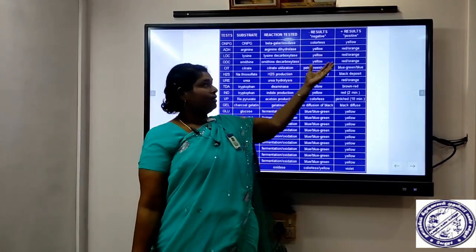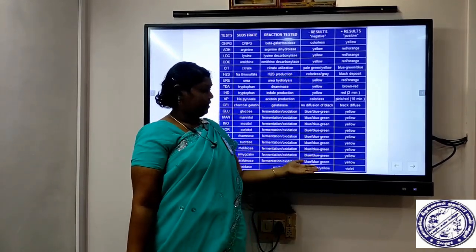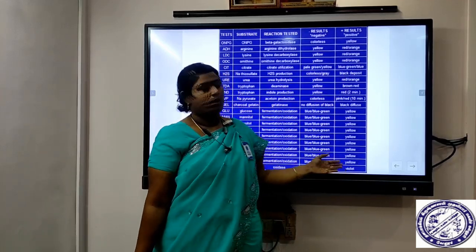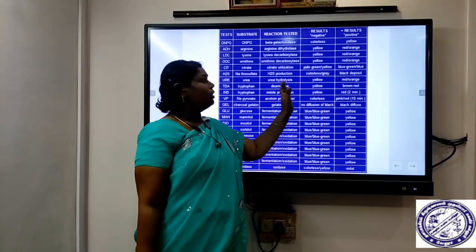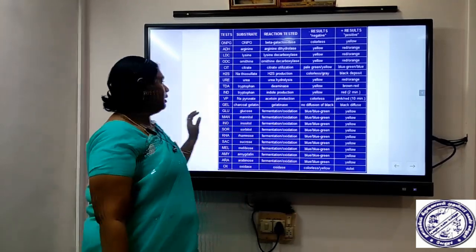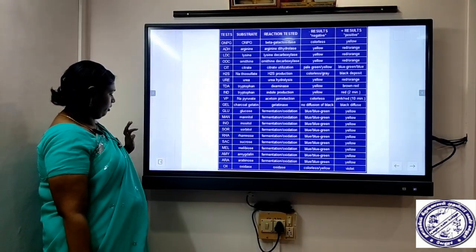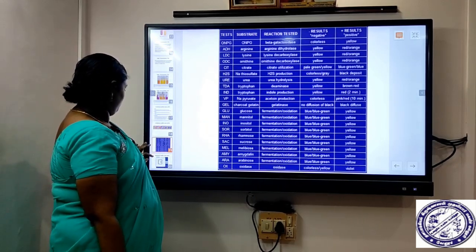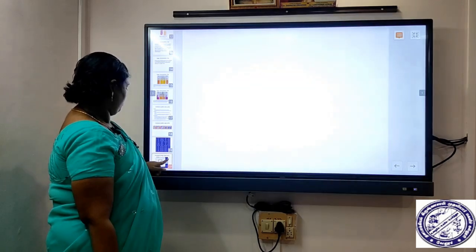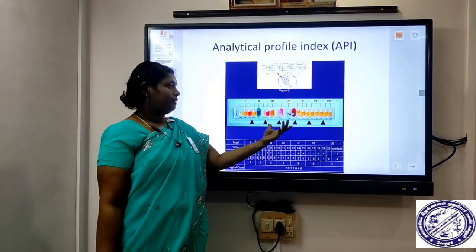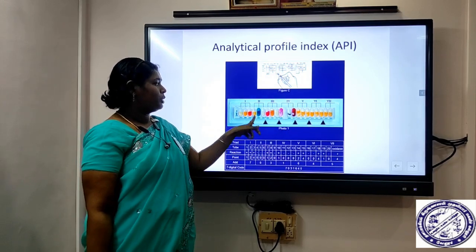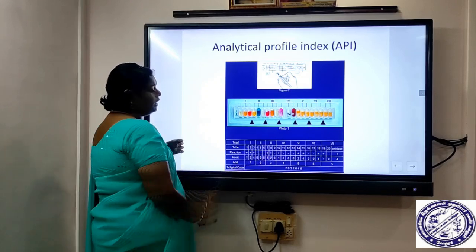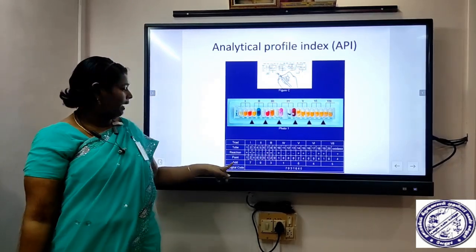The results are given. If it is negative, they will produce this type of result; if it is positive, they will produce this type of result. With those positive and negative results, we can calculate the result. With the help of the positive results, we make the chart with positive and negative signs. Each positive sign has points.